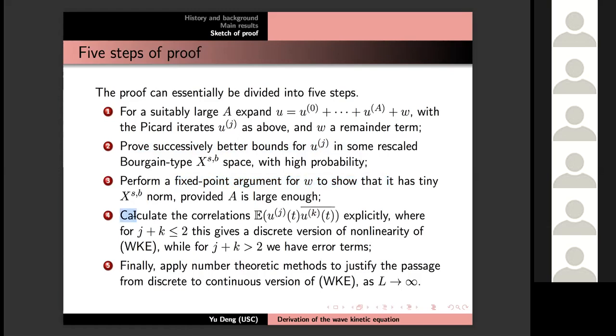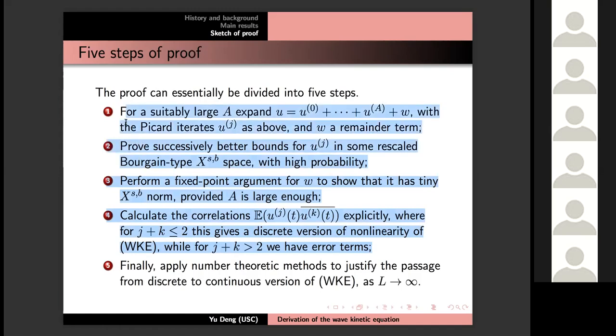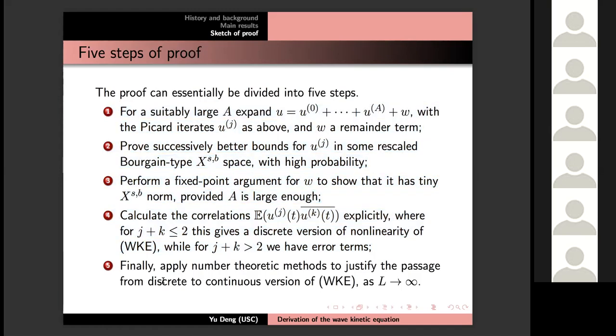And then we calculate the correlations between these multilinear Gaussian terms, which is not very hard because high order terms are error terms and low order terms are the main terms, which are easy to calculate. And exactly these low order terms give the nonlinearity in the wave equation. The high order terms are error terms that can be neglected when L goes to infinity. And finally, we apply this number theoretic method to justify the passage from the discrete sum to the continuous integration.